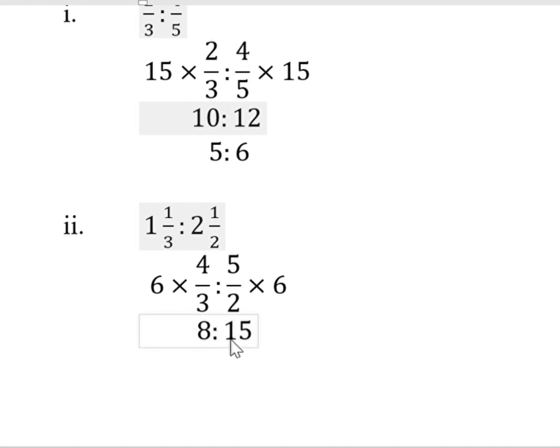The third question is 0.4 to ratio 0.6. How we make this one a whole number is by multiplying by 10. You realize we multiply by 10. If we multiply by 10, we shall change this to whole numbers. So if we do that, you realize that this becomes 4 to ratio 6.